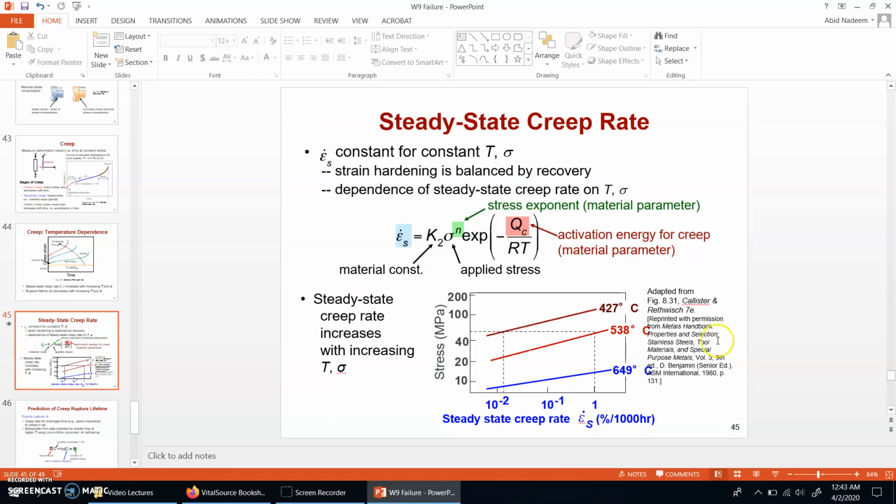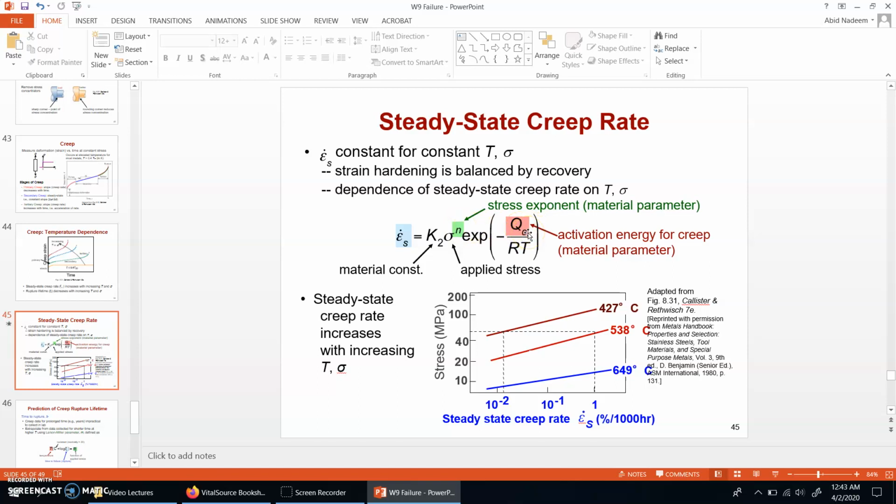The steady state creep can be represented by this expression as well. In this expression, both the stress and the temperature effects have been incorporated, along with some constants. So, for example, K over here and N over here, both of these are material constants.